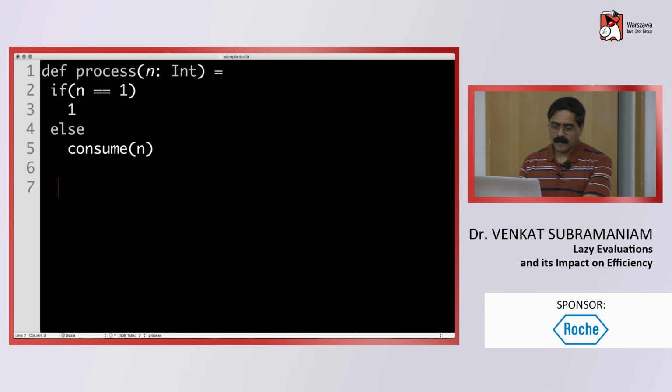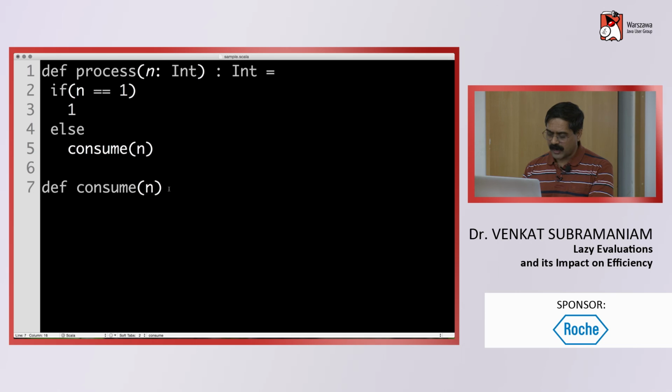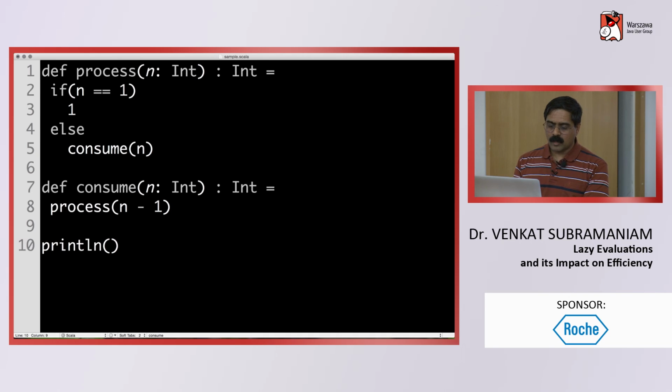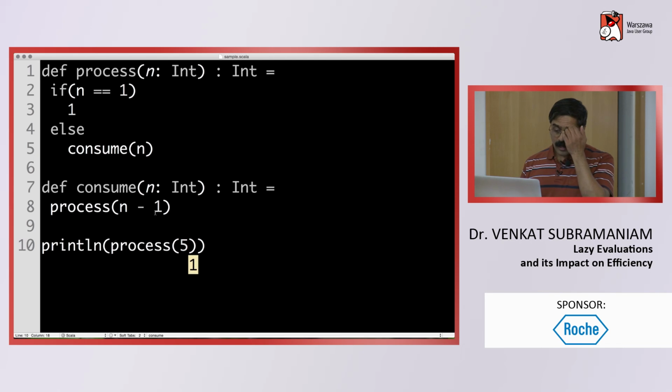Well, okay so far, but what about the consume function? The consume function says, when you call me, well, obviously in this case, I'm going to return the result as an integer. So the consume function says, when you call me with an integer, I'm going to now say return an int, and all I'm going to do is simply turn around and call process with n minus 1. Well, let's try this. I'm going to print line here. I'm going to call process, and let's send a value of 5 over here, and it gives you a result of 1. That was pretty quick.